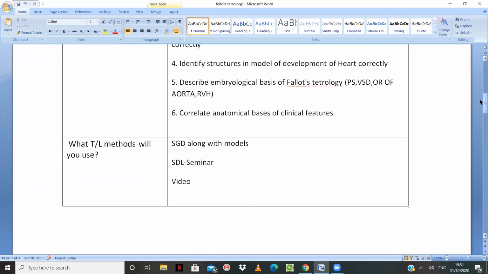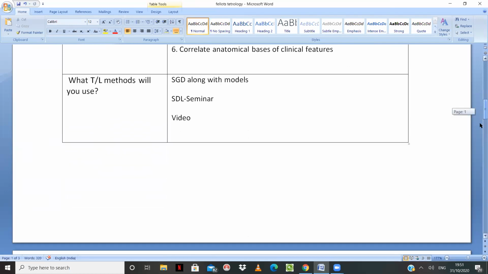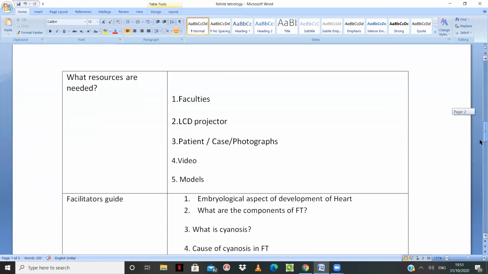For this, the teaching learning methods are small group discussions along with the models, and self-directed learning, in which we are keeping the seminar and video. The resources required are faculty, an LCD projector, if available, the patient or the case or photographs of a patient of Fallot's tetralogy, video, and embryological models.